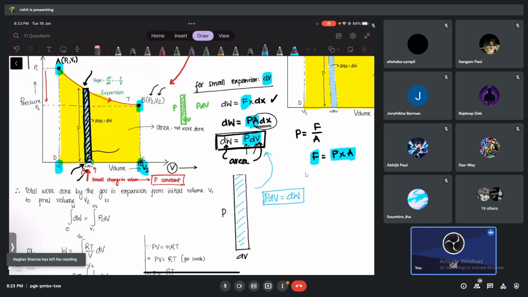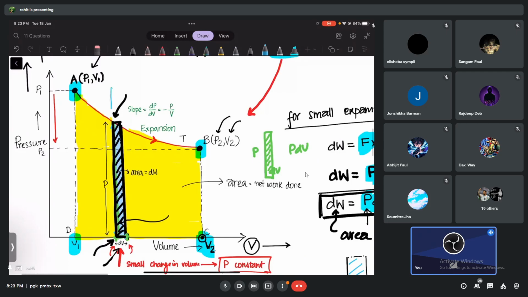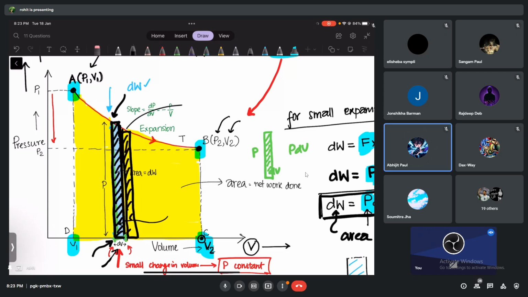Now you tell me, are you clear with this, all of you? After that it is very simple. So guys, do you understand this area that I've shaded here? What does it represent? Small work done, very good, during the expansion of a gas by a small volume at a particular value of pressure. Now think, can I calculate another rectangle here? Area of this rectangle, yes or no? What will that represent? That will represent a small amount of work done again.